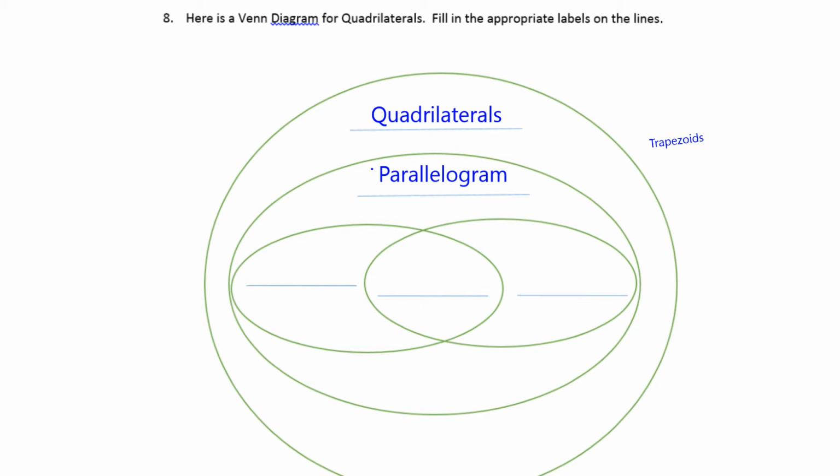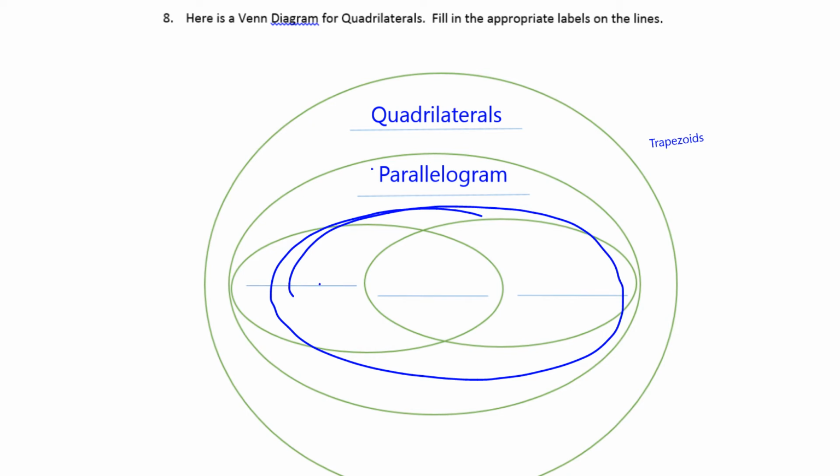And a rectangle is the same. Also, a rhombus is the same. So we do have to put those three within the parallelogram circle. So we have to put those three in here somewhere. But the question is, where do they each go on the line? Well, let's take a closer look.